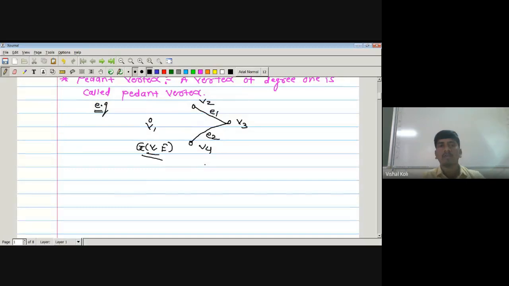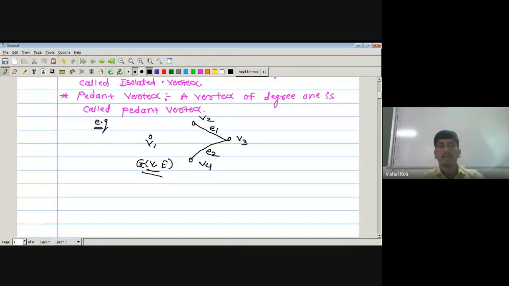Now here we have to find out the isolated and pendant vertices. Now first find out the degree of V1. As there is no edge incident on vertex V1, its degree will be 0. Degree of V2 is 1, since there is only one edge E1 incident on vertex V2. Degree of V3 will be 2, since there are 2 edges incident on vertex V3, E1 and E2, and degree of V4 is again 1.